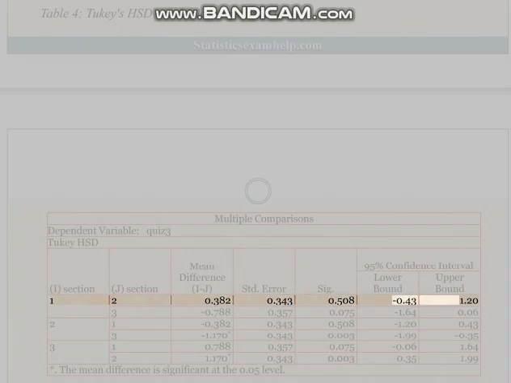The comparison of Section 1 and 2 gives a mean difference of 0.382, standard error 0.343, significance 0.508. Section 1 and 3 gives a difference of minus 0.788, standard error 0.357, significance 0.075. Section 2 and 3 gives a difference of minus 1.170, standard error 0.343, significance 0.003, marked with an asterisk. The mean difference is significant at the 0.05 level.